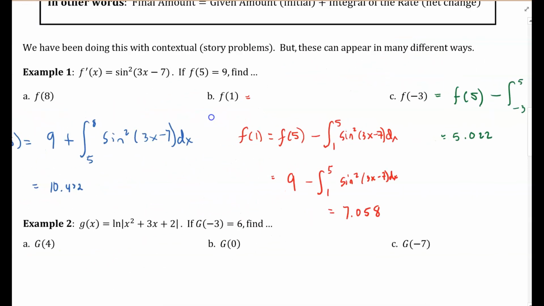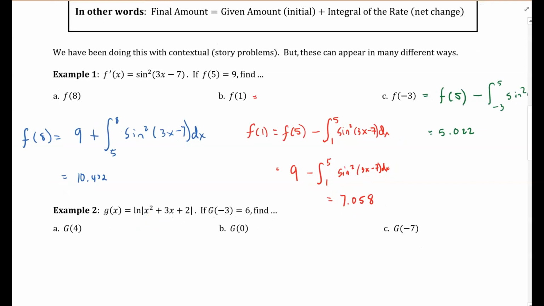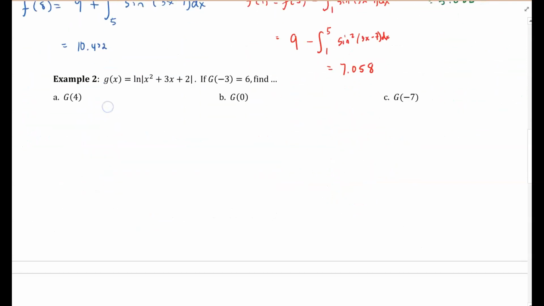Start, whatever starting value you're working with, plus the integral from the rest of the function.